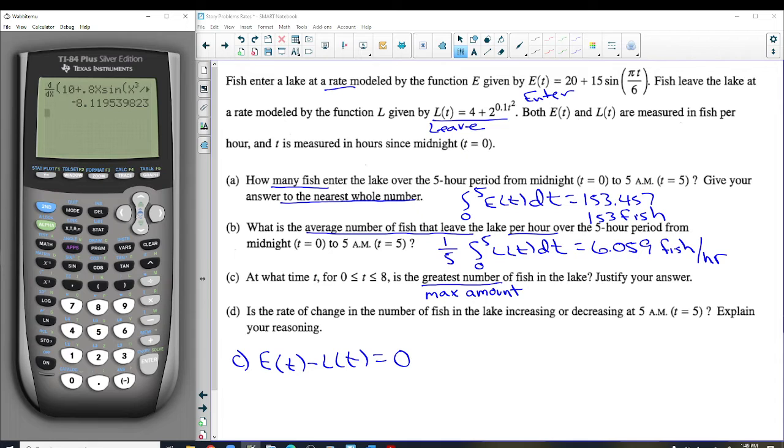So I thought, well, I'll show you how to do this on the calculator. Y equals. In Y1, I'll put the enter. So 20 plus 15 sine of pi x divided by 6. And then 4 plus 2 raised to the 0.1 x squared. The window I used is 0 to 10 for the x's, and then 0 to 100 for the y's. So we graph it. Here's the sine function. And then the exponential, hopefully you expect it to just go off to infinity eventually.